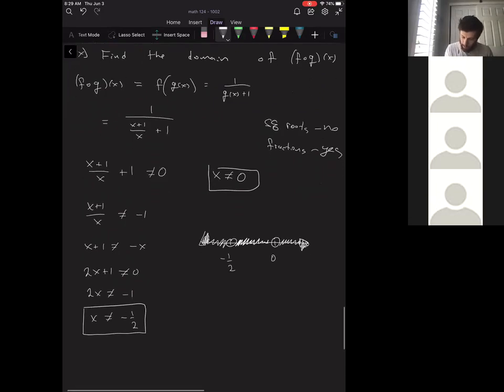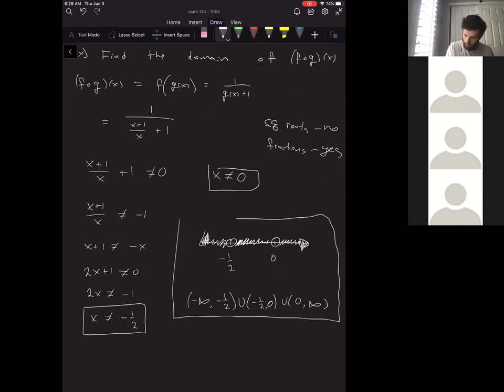So our domain is going to be minus infinity up to minus 1/2, minus 1/2 to 0, and then 0 to infinity. All right. And that's going to be our domain for this problem.